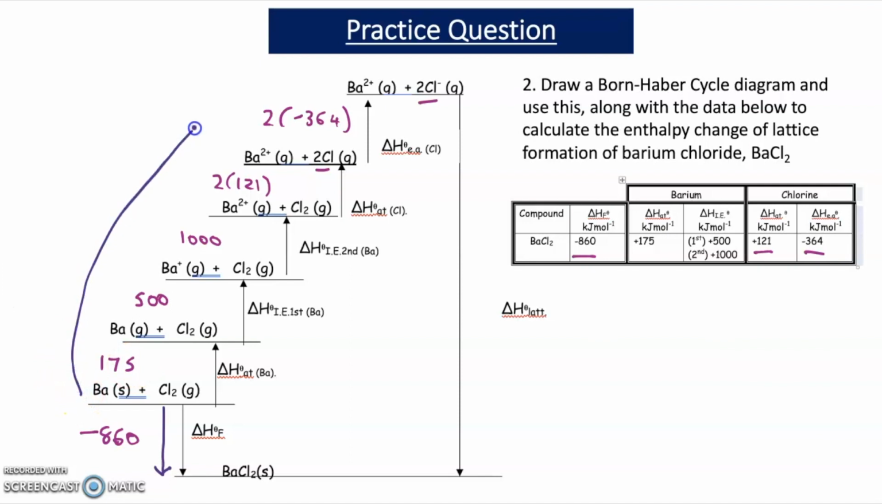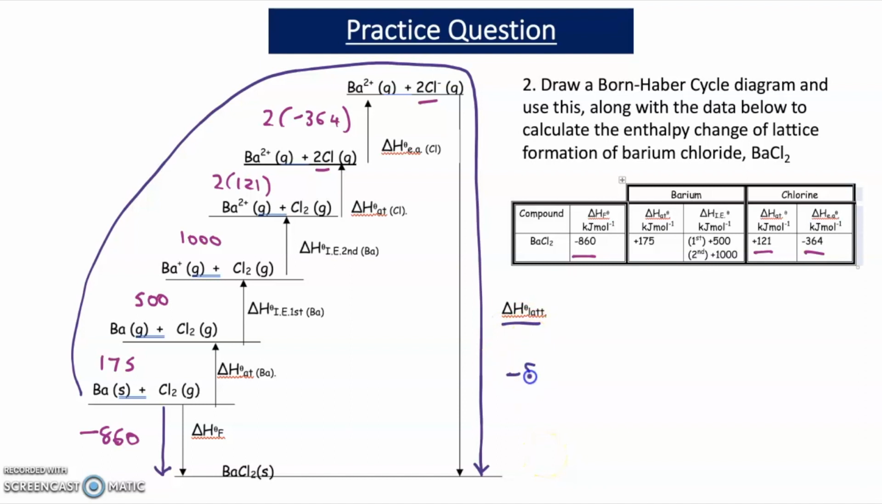Now I also need 2 moles of Cl- ions. So I need 2 lots of the electron affinity of chlorine. So it's 2 times minus 364. Now to work out my enthalpy change of lattice formation, I'm going to make delta HF equal to the sum of the other enthalpy changes on the diagram. So minus 860 is equal to 175 plus 500 plus 1000 plus 2 lots of 121 plus 2 lots of minus 364 plus the enthalpy change of lattice formation.